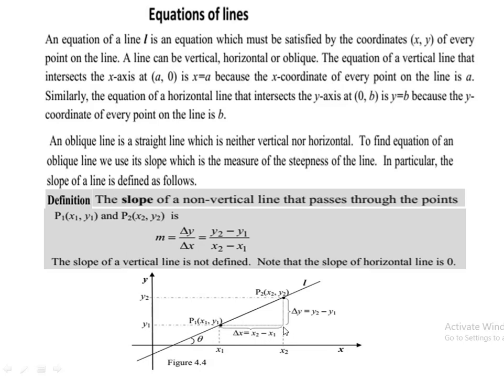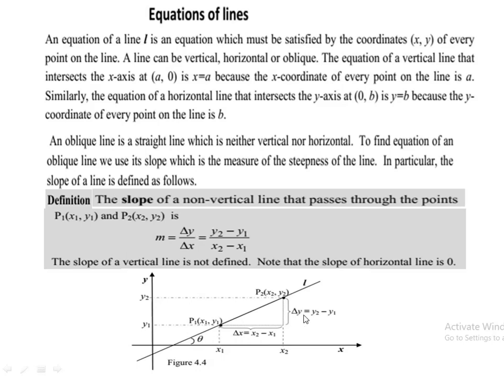That means the point here is (x2, y1). So we can find the change in x, the distance between (x1, y1) and (x2, y1), which is x2 minus x1. And the distance here, the change in y, is equal to y2 minus y1.